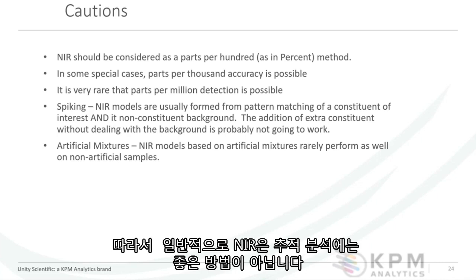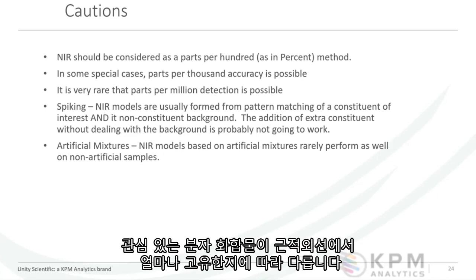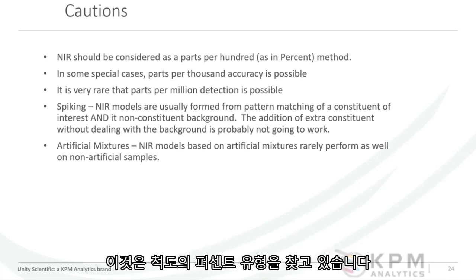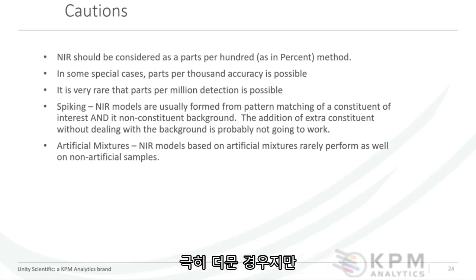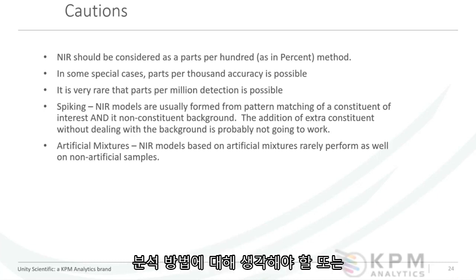In some cases, if we've got a very visible constituent, we can get down to parts per 1,000 measurements. It depends on how visible or how unique that molecule or compound of interest is in the near-infrared spectrum. But in general, this is looking at a percent type of scale. In extremely rare cases, you can get down to parts per million. I've never personally worked on those. So don't think of near-infrared as a trace analytical method.